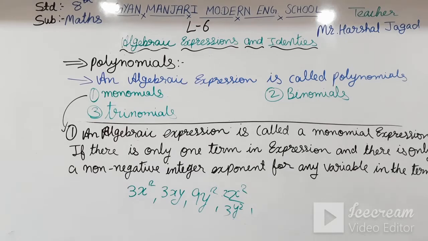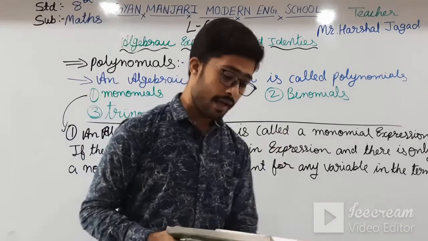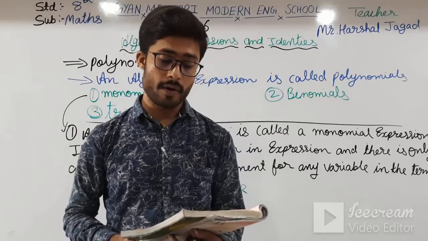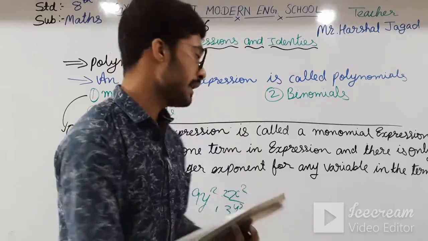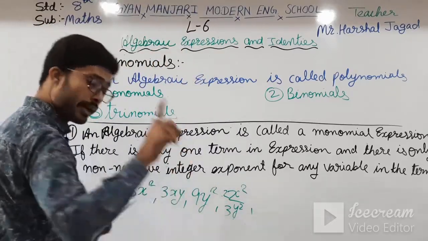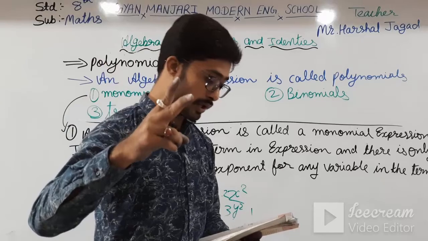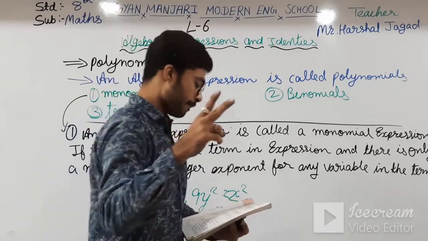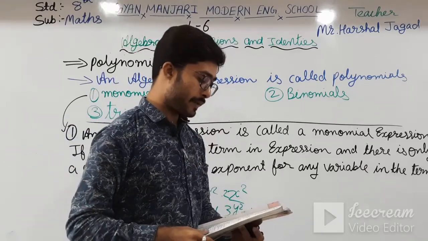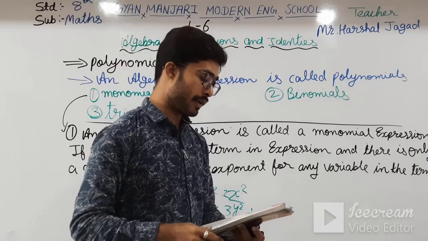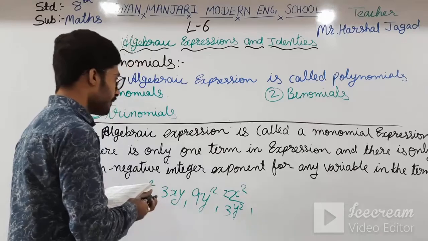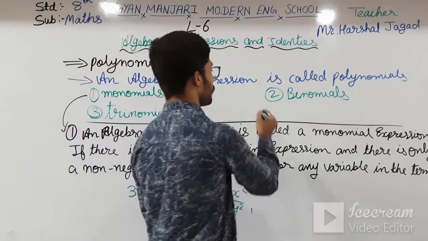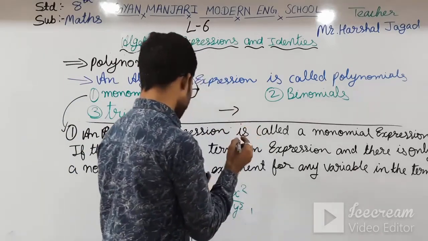Next we will see the binomial. So what is a binomial? I am reading that an expression is called a binomial expression if it has only two terms. Here there was only one term, and if there are two terms in the expression and the exponents are non-negative integers. See students, I am taking the examples of binomials over here. What are the examples of binomials?